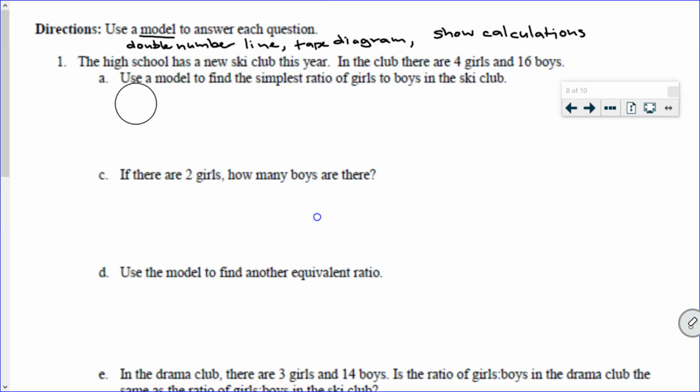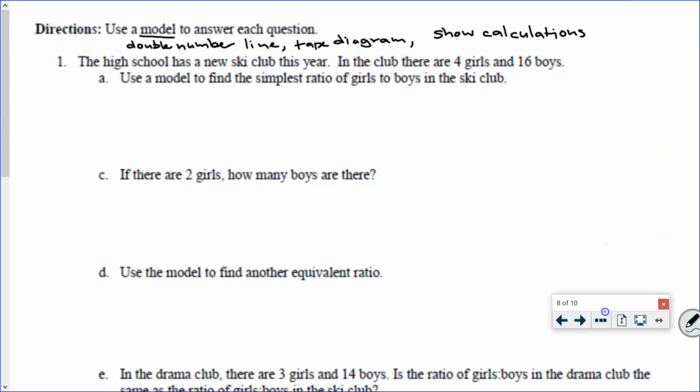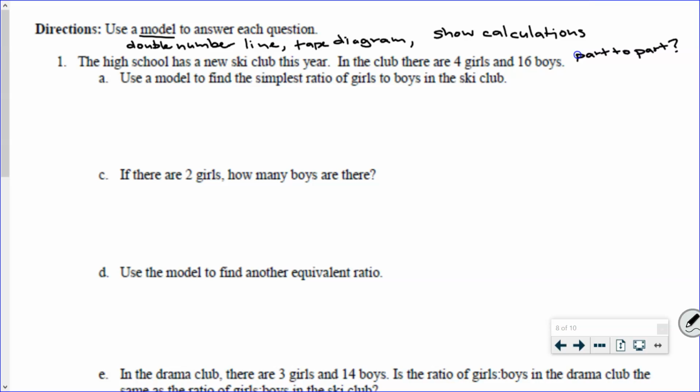This first one, let's work through it together. It says, the high school has a new ski club this year. In the club, there are 4 girls and 16 boys. I'm going to stop before we even move any further. Here's a question that I want you to consider for this problem and all the others. Is this a part-to-part or is this a part-to-whole ratio?